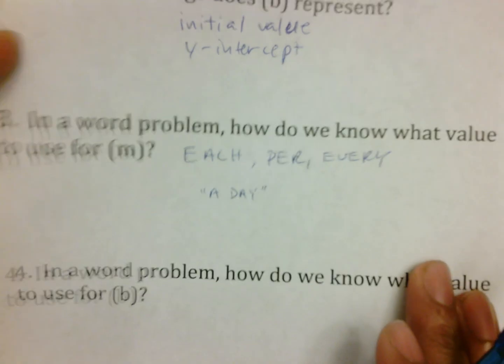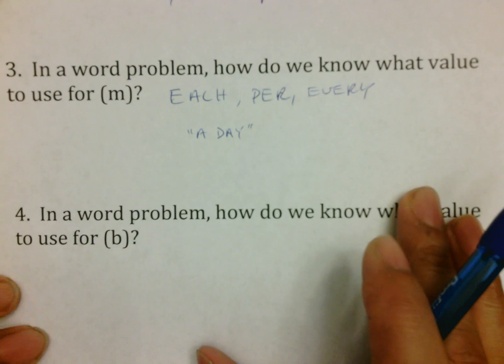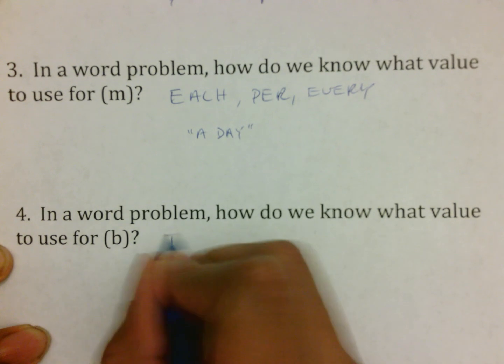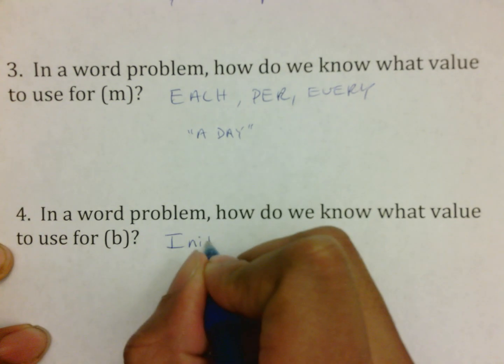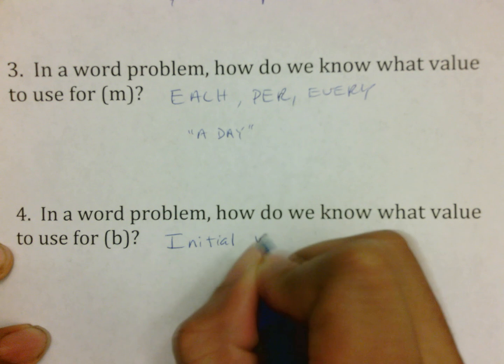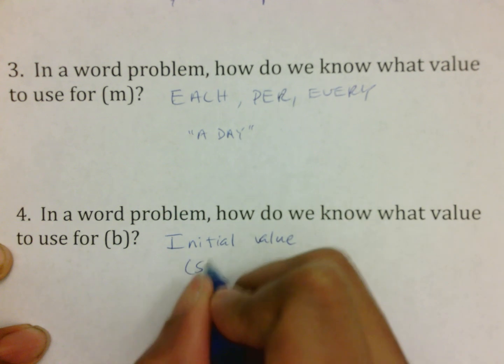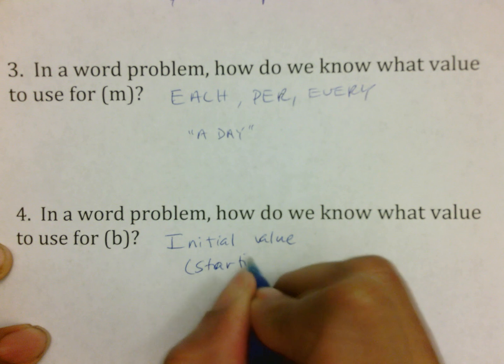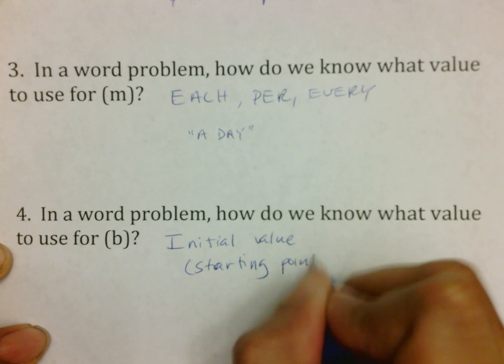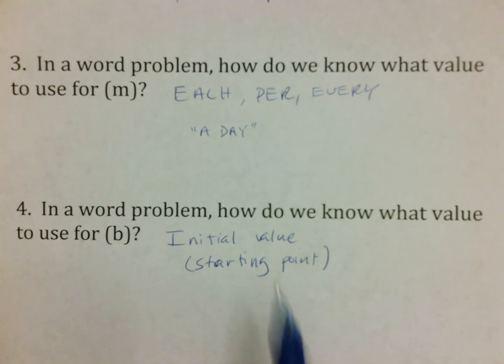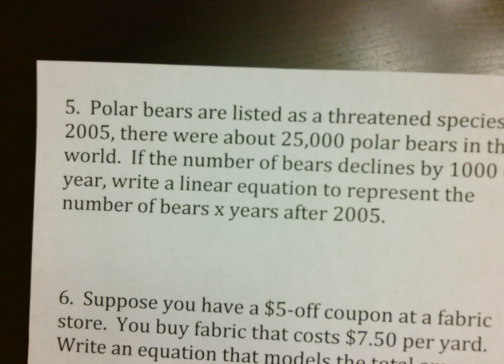How do we know what value to use for B? Well, what you want to know about B, especially in a word problem, is that we're talking about a starting point. Initial value again means starting point. Yesterday we used the B part, which was the y-intercept, to graph. Today in the word problems you're going to use the B part, which is your initial value or your starting point. That is how you know what B is, because that's where you're starting.